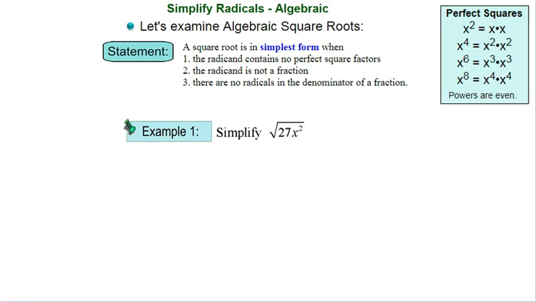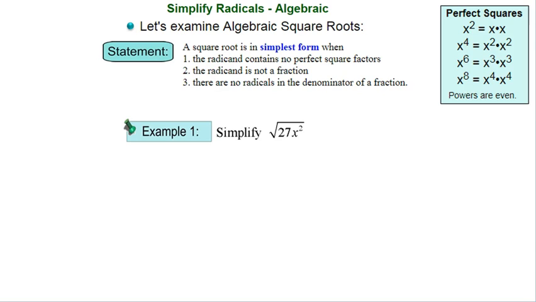Hello guys, welcome back to my channel, and today we're going to be talking about simplifying radicals algebraically. If you remember, in my previous video we talked about simplifying radicals numerically. Today we're going to do exactly the same thing, but in this case we have some algebraic expressions involved. So let's get started.